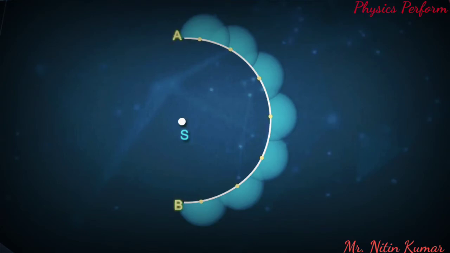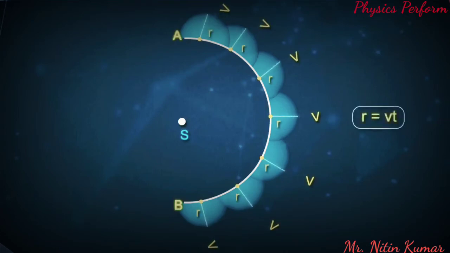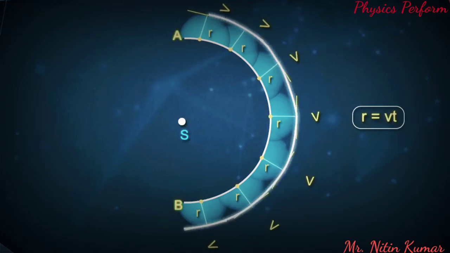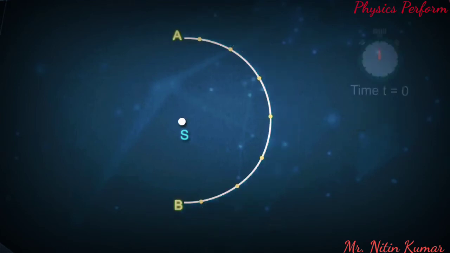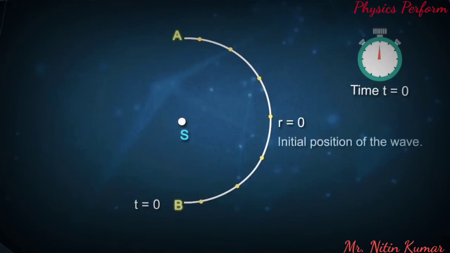If we assume that the medium is isotropic, then the velocity of wavelets will be the same in all directions. The radius of secondary wavelets is given by r equals v into t. Now, if we draw a tangent to all these waves, we will get the position of the new wavefront a dash b dash. When time t equals 0, the radius of secondary wavelets will be equal to 0. It represents the initial position of the wave.